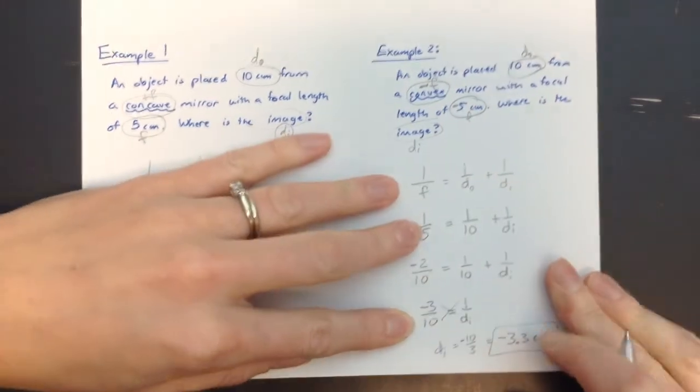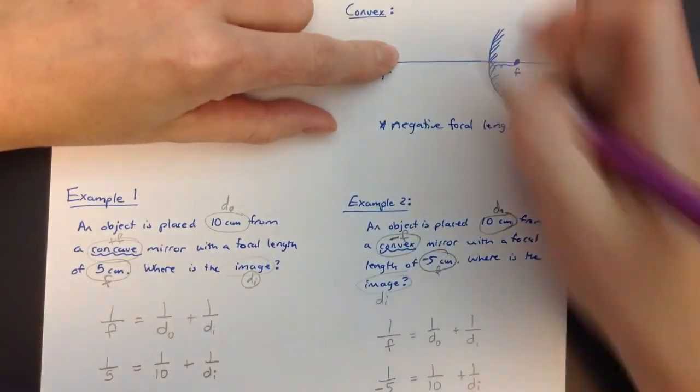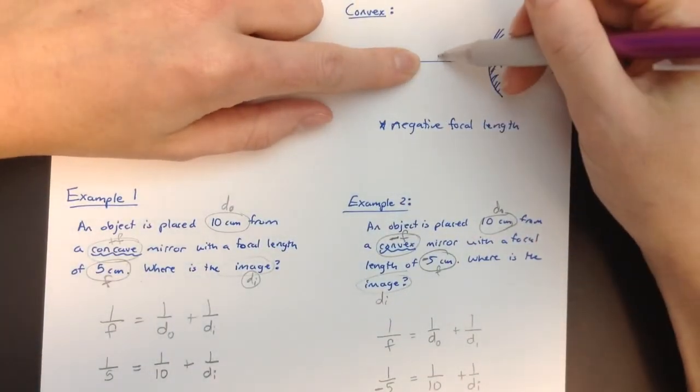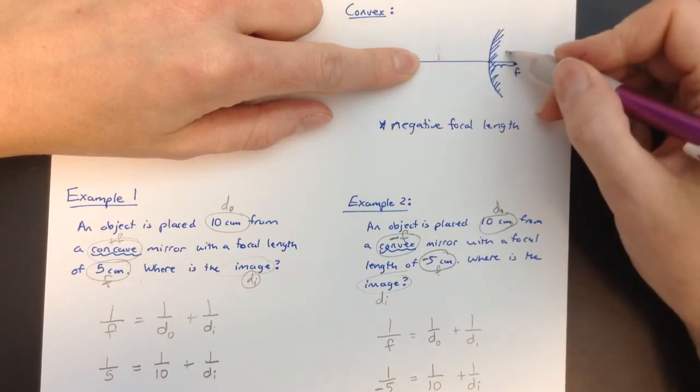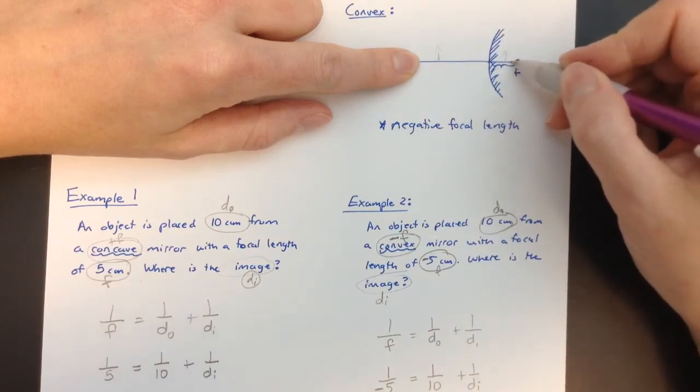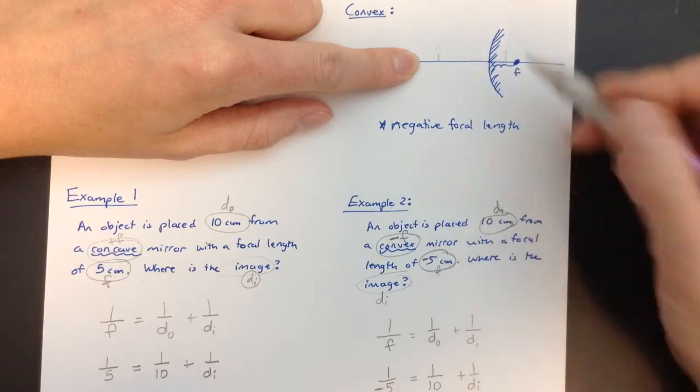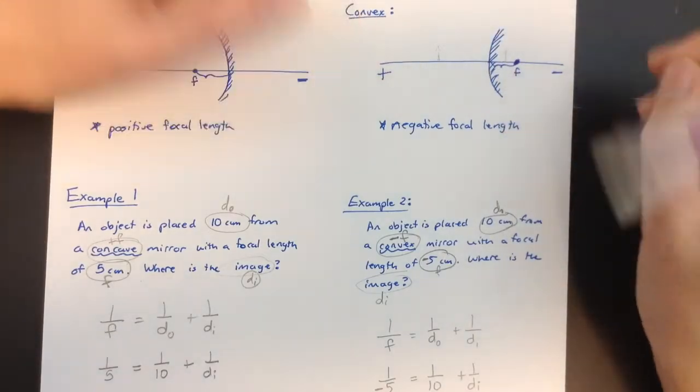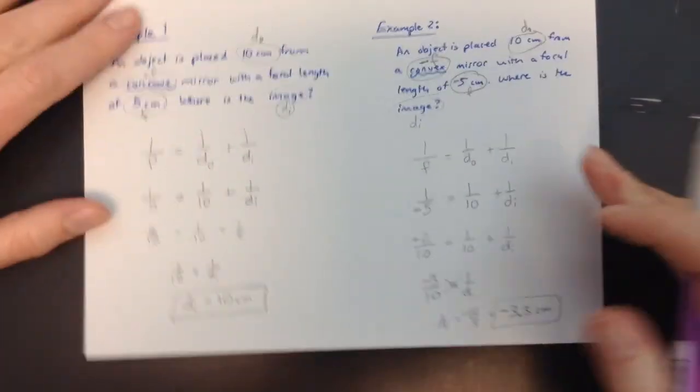That means that my image is, so if I started out with 10 centimeters over here, maybe that's like here, then my image is at 3.3 centimeters. So it's inside that focal length because the focal length was 5, and that's where my image is going to be. So that's how you do the mirror equation.